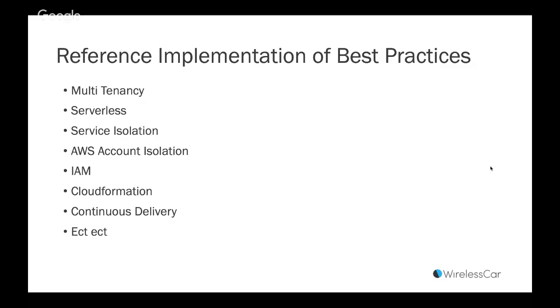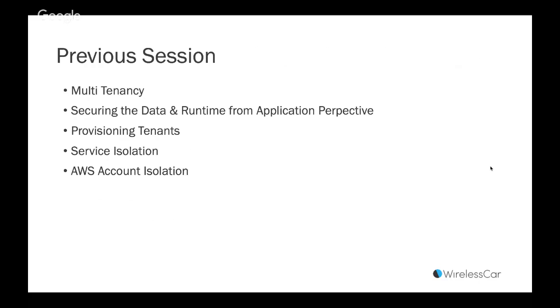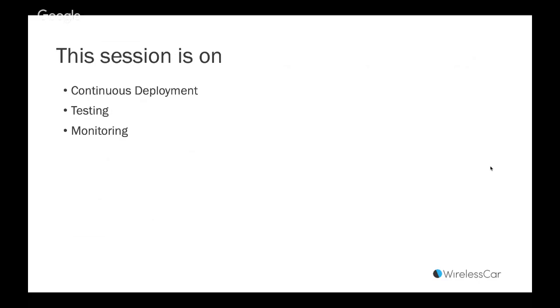Our reference implementation is to showcase some of the patterns that we talk a lot about and implement: multi-tenancy, serverless, service isolation, account isolation, usage of IAM, CloudFormation, continuous deployment, etc. In the previous films I've made on this, we talked about multi-tenancy, how we define multi-tenancy, how we secure the data in a multi-tenant solution, how we secure the runtime, how we provision tenants, how we isolate services, and how we use AWS accounts to help with that isolation. This session is on continuous deployment, testing, and monitoring of the reference implementation.